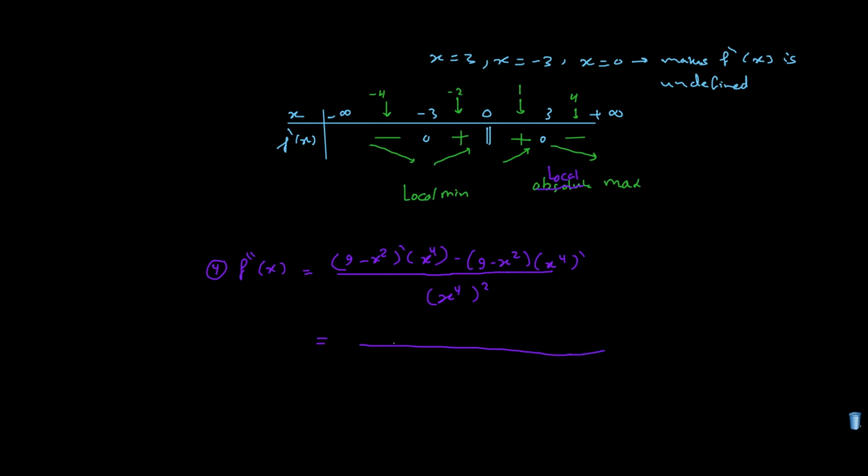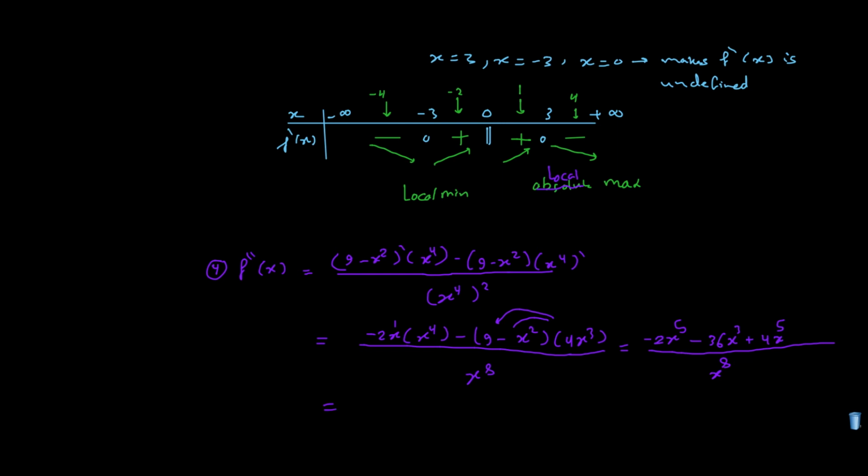Also here, I think negative 2x times x to the power 4, minus 9 negative x squared times 4x to the power 3, over x to the power 8, because 4 times 2 is 8. This is equal to negative 2x to the power 5, because here we add the exponents. Here this is times negative 36x to the power 3, negative times positive, 4x to the power 5 over x to the power 8.